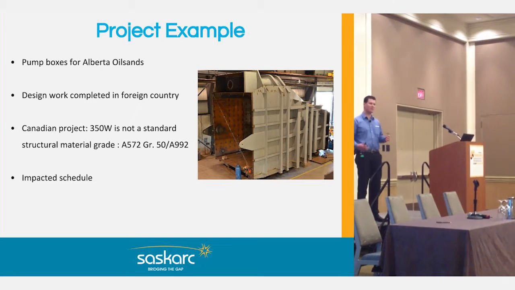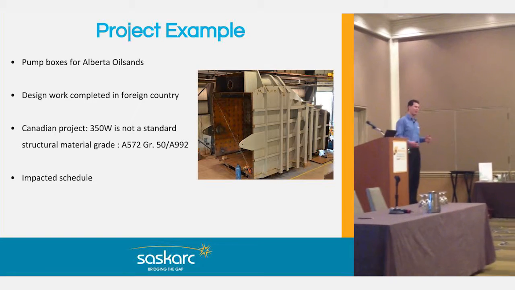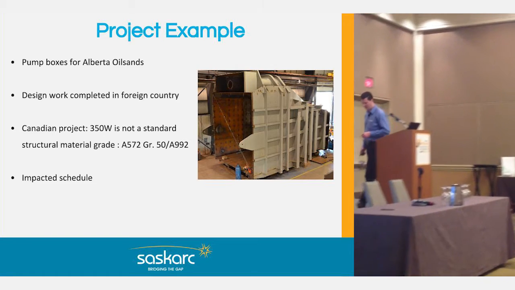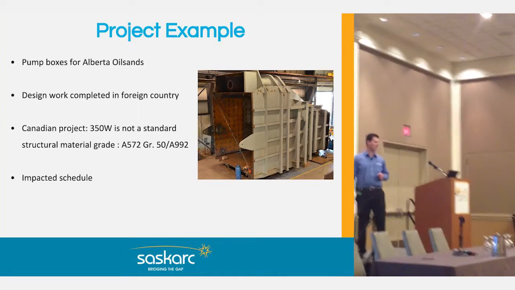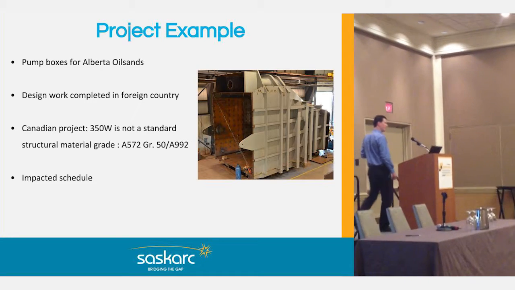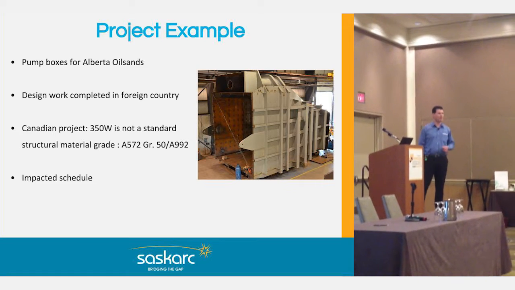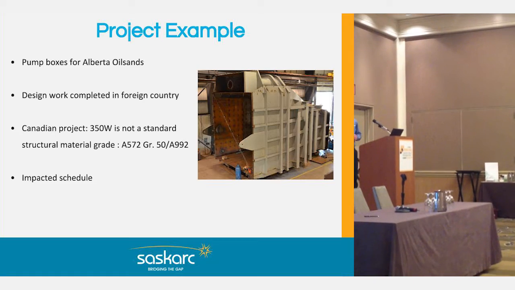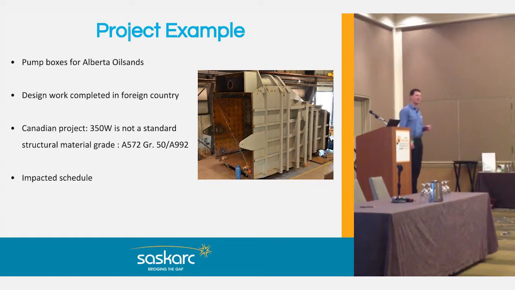It was a large oil sands project for Alberta, and it was a project where the engineering was already designed when we became involved. It was complete. And the engineer designed the structural steel and specified it as 350W because it was a Canadian project, which is understandable. But 350W is not a common material grade anymore in Canada for structural steel. In fact, I don't think there's any mills in Canada that would actually run on a standard basis 350W. And the standard grade for that structural steel material is 572 grade 50 or 8992, which is very readily available.